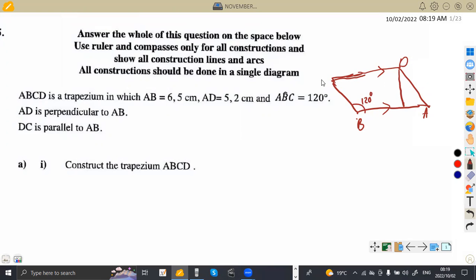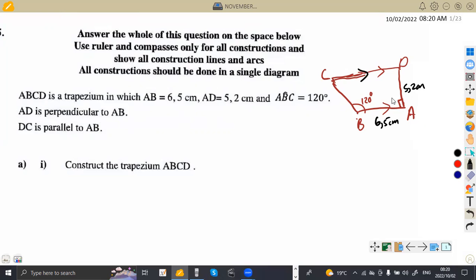That is A. Remember that we are given that AD is perpendicular, so that's why I'm shifting this part on my diagram. So that can be my A now, B, C, D. Okay, so I've got 120 and this is perpendicular like this. These are parallel. AB being 6,5, so this will be 6,5 centimeters. AD 5,2 centimeters. AB and AD perpendicular. Then DC, so these ones are parallel.